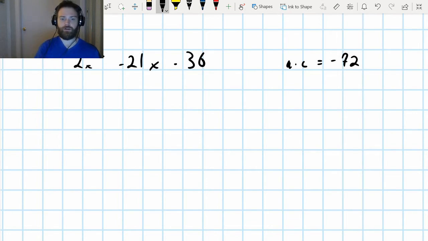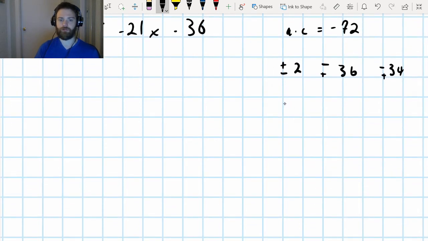So 72 divided by 2 is 36. So plus minus 2, plus minus 72, or negative plus. That's not working. Nothing is working. Okay. Negative plus 36: 2 minus 36 is negative 34. Negative 2 plus 36 is positive 34.